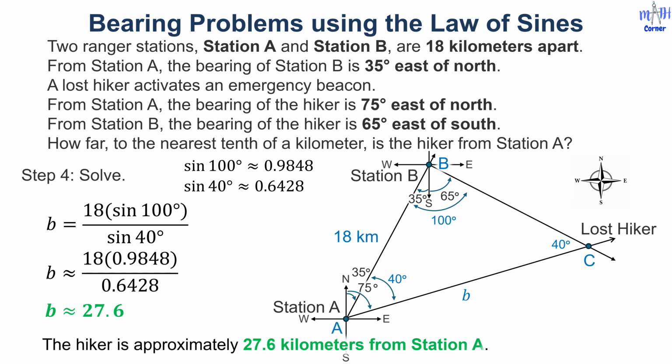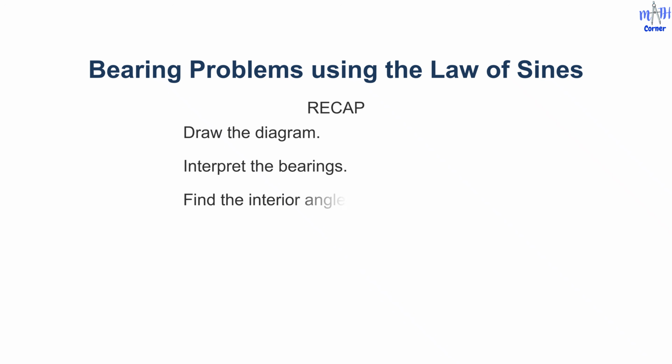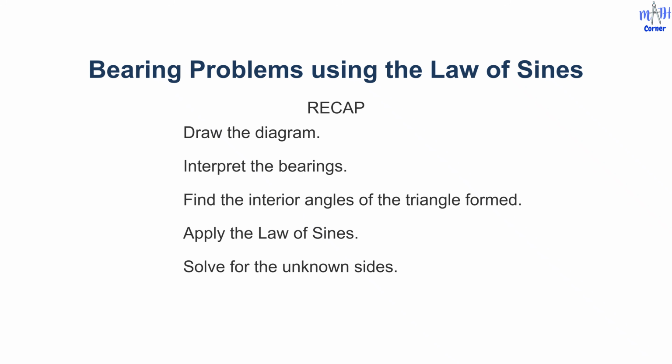And that's it. That's how to solve bearing problems using the law of sines. Let's recap. Whenever a bearing problem forms an oblique triangle, follow these steps. Draw the diagram. Interpret the bearings. Find the interior angles. Apply the law of sines. And solve for the unknown side. Remember, bearings help us determine angles, and the law of sines helps us find unknown distances.